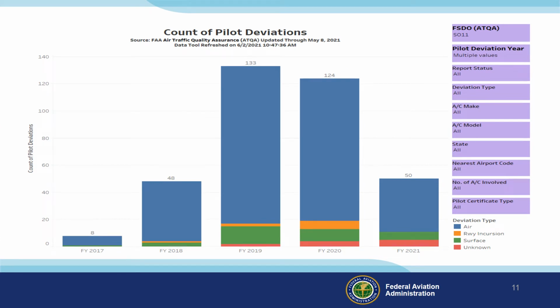This is a chart of pilot deviations in the state of Georgia.